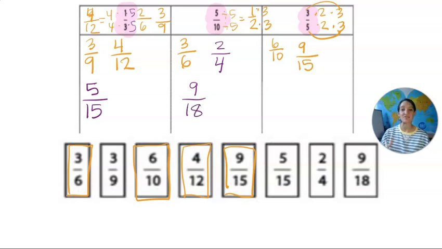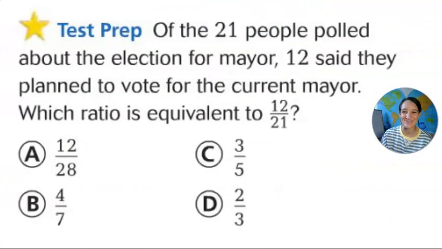All right, so what I was doing is I was just timesing the top and the bottom by the exact same numbers, or dividing the top and the bottom by the exact same number to get those equivalent ratios.